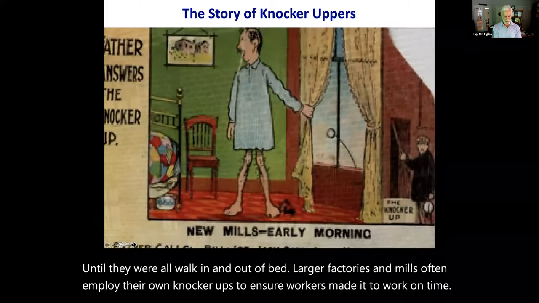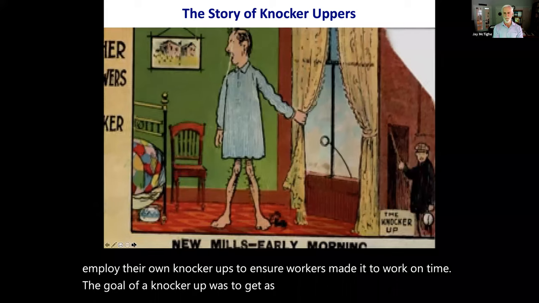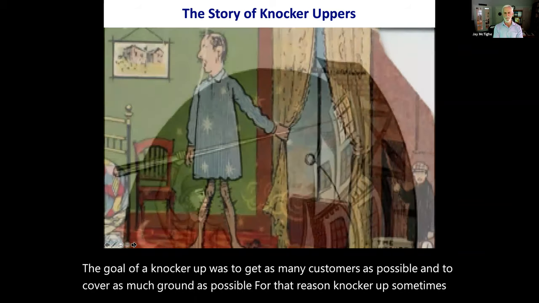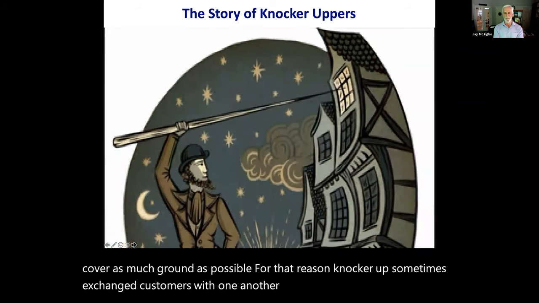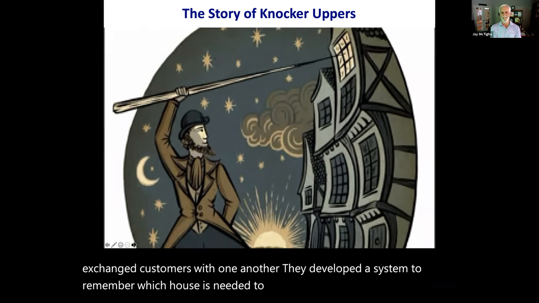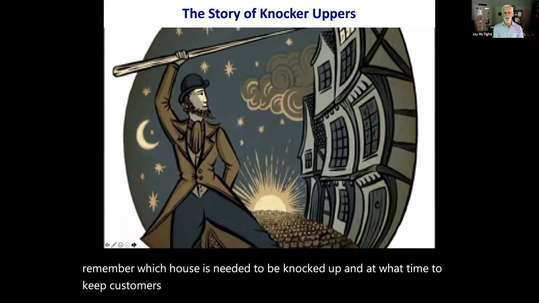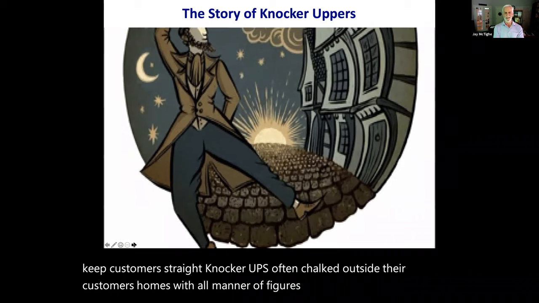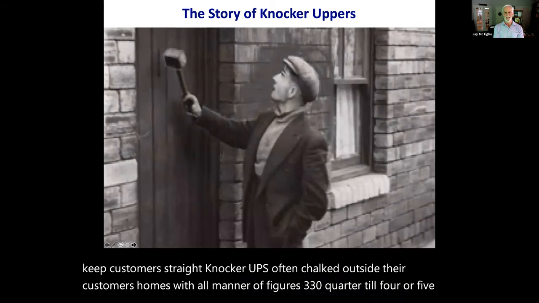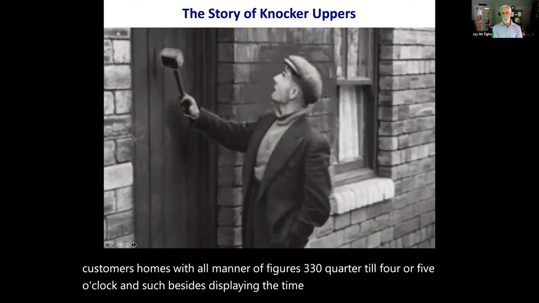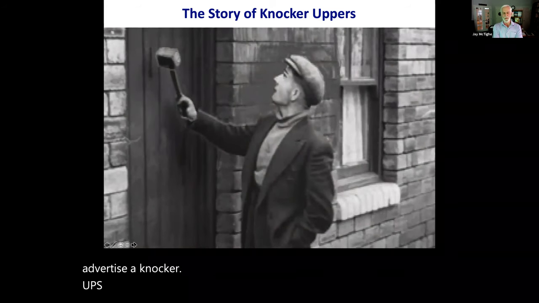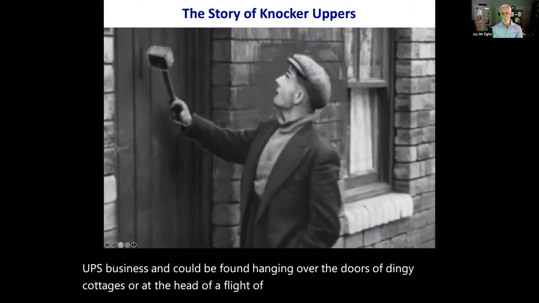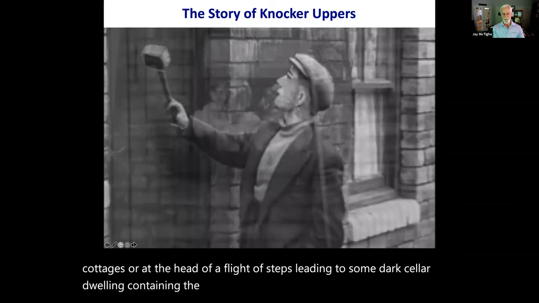The goal of a knocker-up was to get as many customers as possible and to cover as much ground as possible. For that reason, knocker-ups sometimes exchanged customers with one another. They developed a system to remember which houses needed to be knocked up and at what time. To keep customers straight, knocker-ups often chalked outside their customers' homes with all manner of figures, 3:30, 3:45, 5:00, and such. Besides displaying the time, the signboards also advertised a knocker-up's business and could be found hanging over the doors of dingy cottages or at the head of a flight of steps, leading to some dark cellar dwelling containing the words, "knocking up done here."